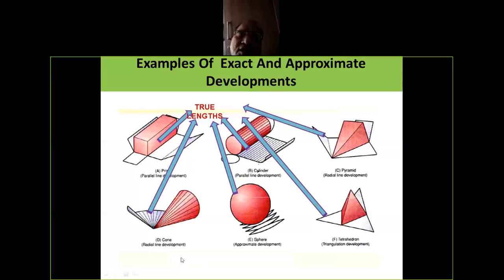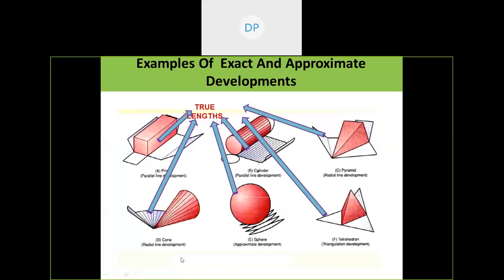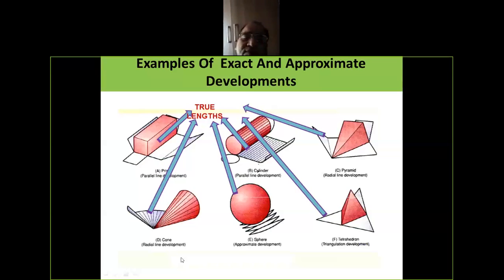Approximate development is developed through the vertex, that is considered as a center, and that is the case of a pyramid. Next slide, sir.